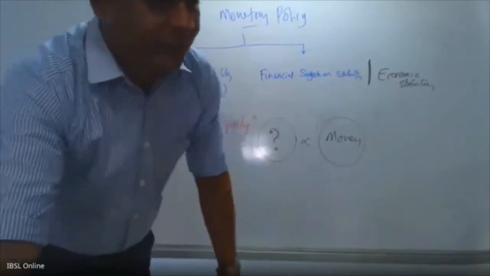Needs and wants. Money supply is a function of what? Depending on the needs and wants.